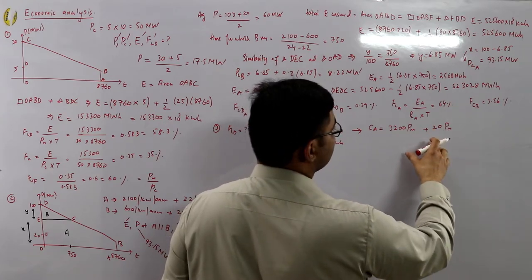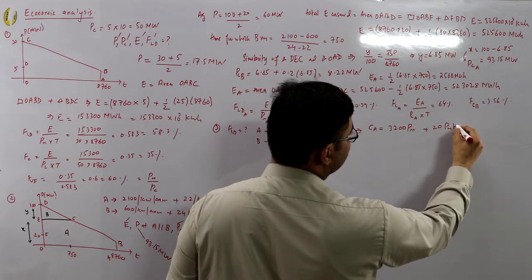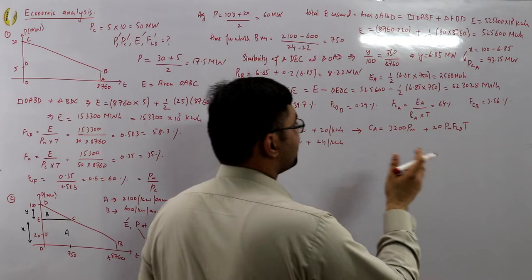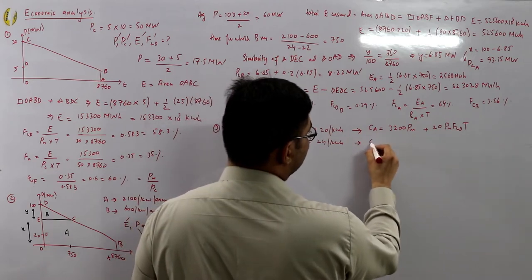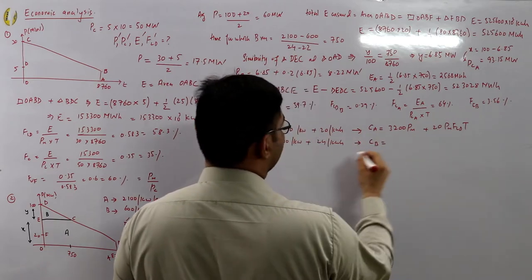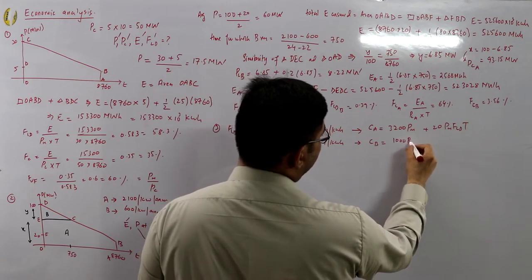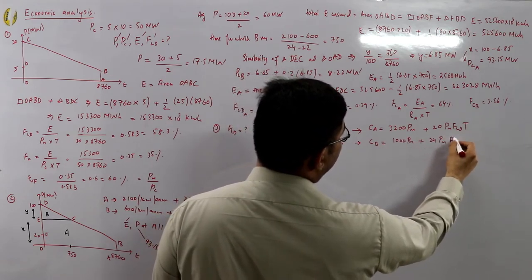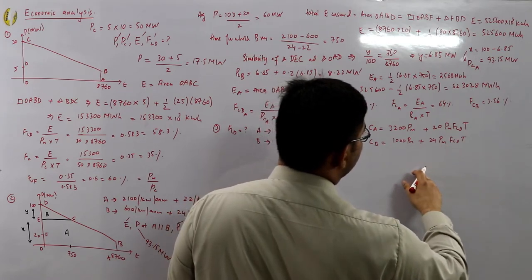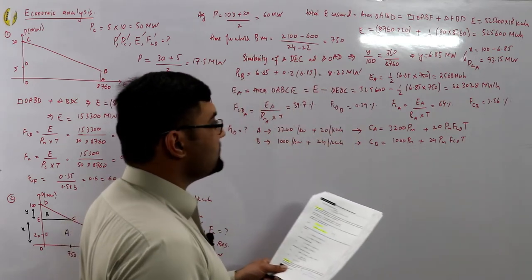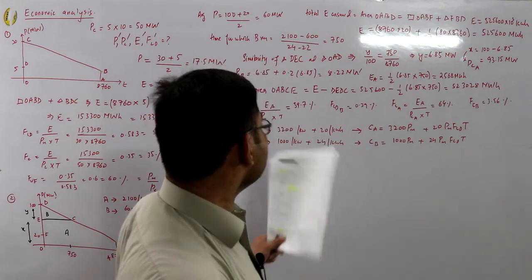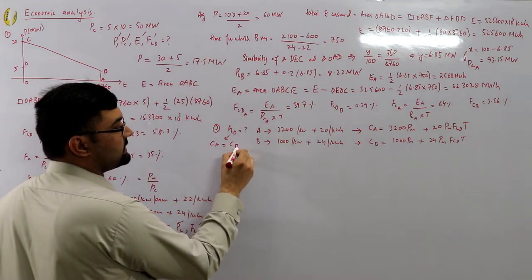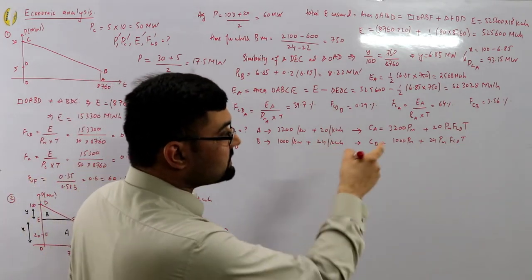E is equal to maximum demand into FLD into time. So you can put the time equal to 8760. Similarly, the cost model for B would be 1000 into maximum demand plus 24 PM FLD into time. Now, they are asking you the FLD at which both costs are the same, which means the cost model CA is equal to CB. So put CA equal to CB.